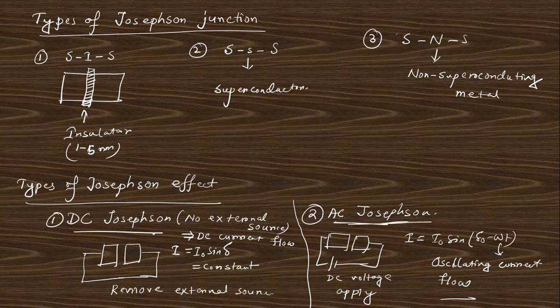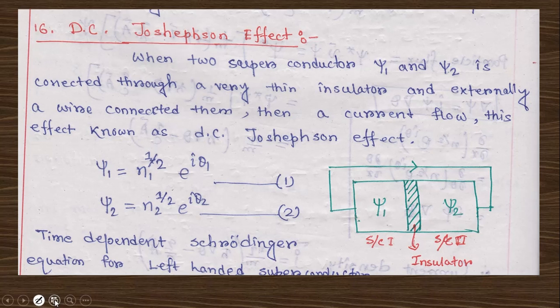I think that's clear. In case of DC Josephson, there is no external source applied, but there is a flow of constant current between these two superconductors, superconductor 1 and superconductor 2. But when we apply an external DC voltage source, then there is an oscillating current flow between these two superconductors. This is the AC Josephson effect. Clear? Now we try to derive these two expressions quantum mechanically.